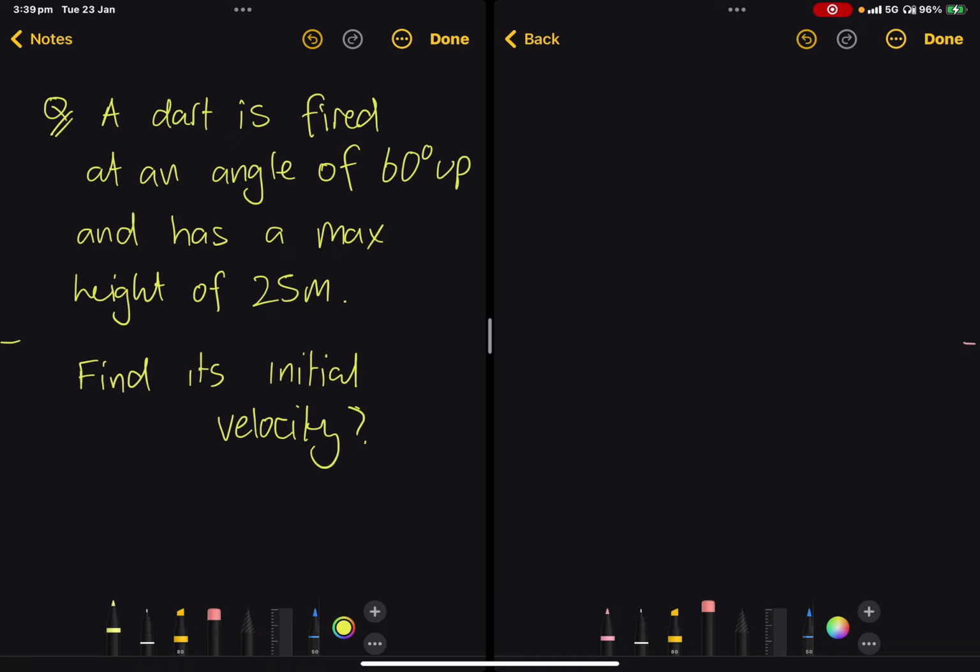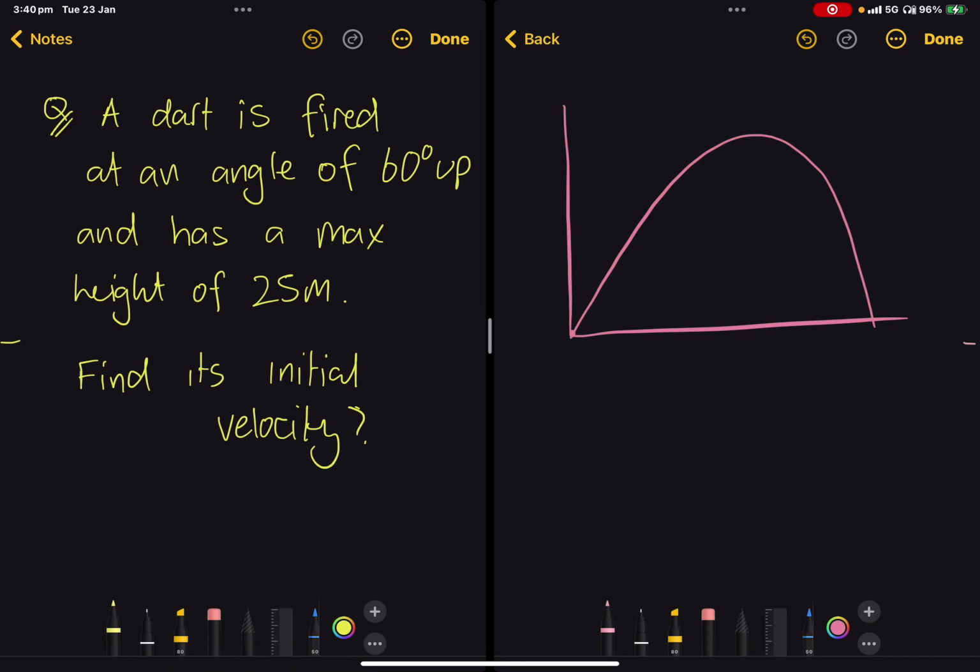So this is a sort of reversal of a lot of the questions that you normally see here. Normally you're told the initial velocity, you're told the angle, you're asked for the max height or things like that. This time we're going backwards. So we'll draw a little diagram over here. We have some dart, some object is fired, it goes up like this, it'll have some parabolic path that looks something like this.